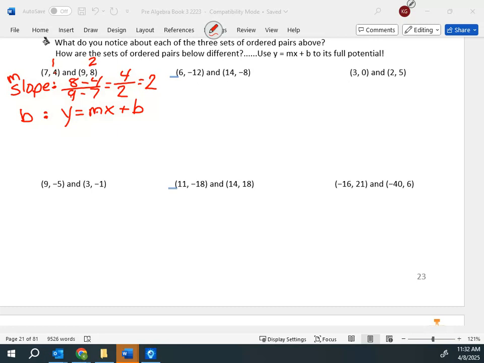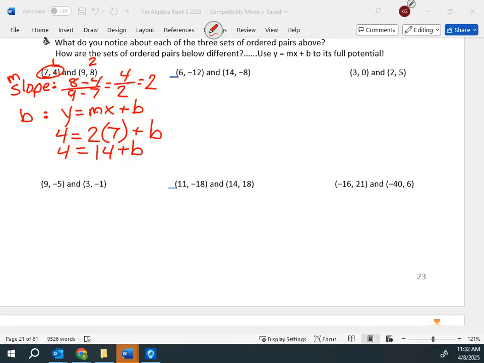So I can fill in, I'm going to use my first ordered pair. So y is a 4, my m, the slope is a 2, my x is that 7, plus b. I need to solve for b. So first thing I do is multiply. What is 2 times 7? Amala: 14. So I know 4 equals 14 plus b.